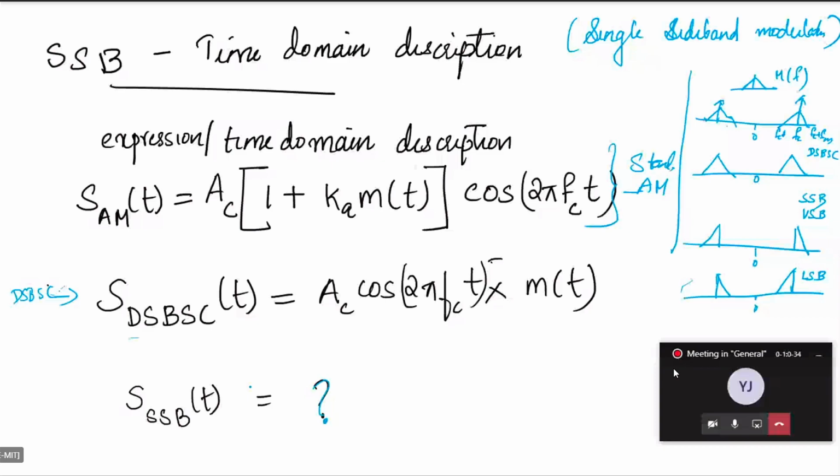So I explained these two just to make clear what you mean by this time domain description. For AM, you have an equation. For DSB-SC, you have an equation. So similarly, how are you going to represent the SSB signal in time domain? That is our topic for the day.